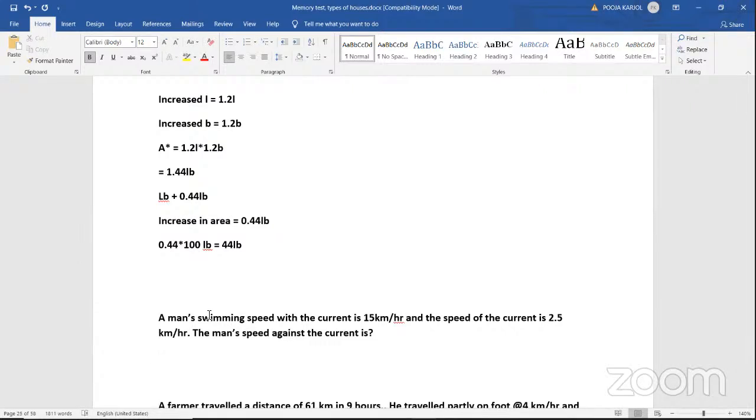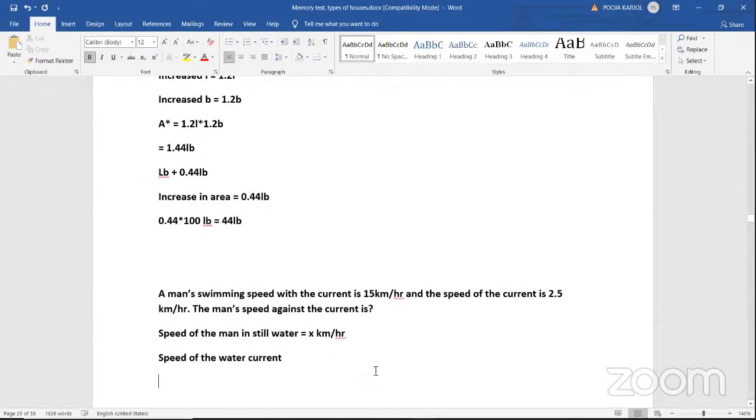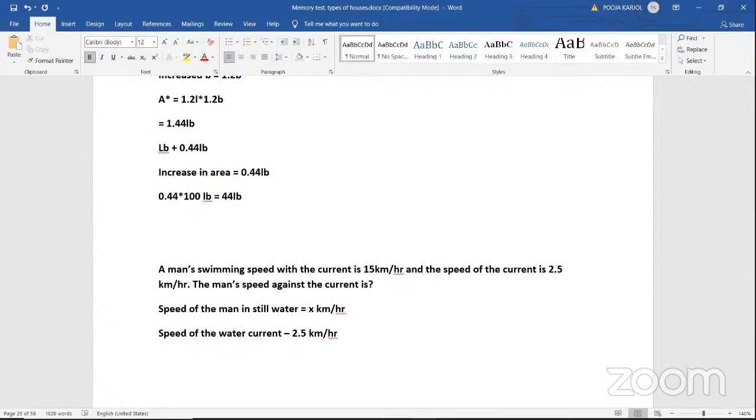So whenever boats and streams, upstream and downstream speed comes into the picture, the two important factors which decide that speed are, one, the speed of the man in still water, meaning without the influence of the water. Take it as x. Here they've given the man, he is swimming, so that's why I've taken it as the speed of the man in still water. If they ask about a boat, then I would say speed of the boat in still water, depending on the question. The next important factor would be the speed of the water current, here it is 2.5 kilometers per hour, which I'll call y. Now when you go downstream, meaning you are going with the current, the water is helping you move forward. So downstream speed is equal to x plus y.